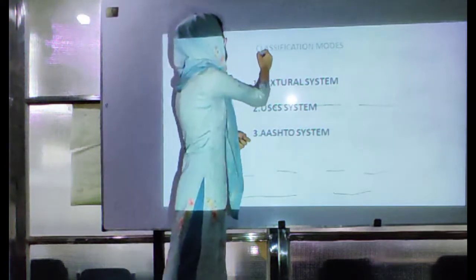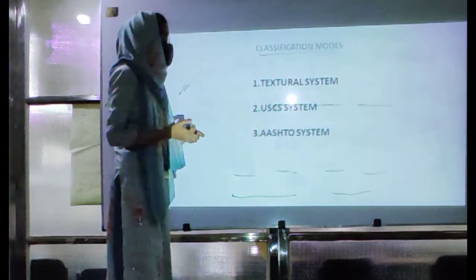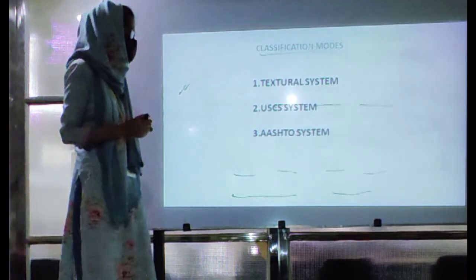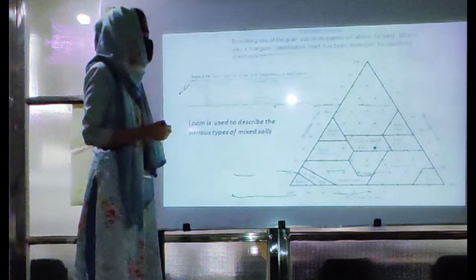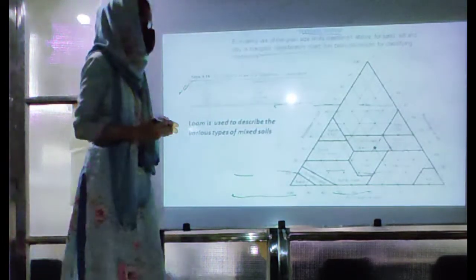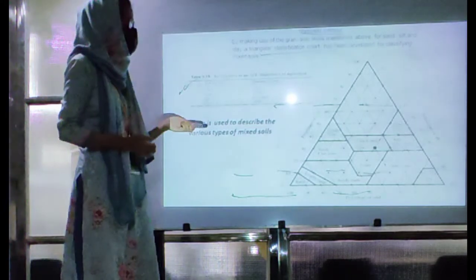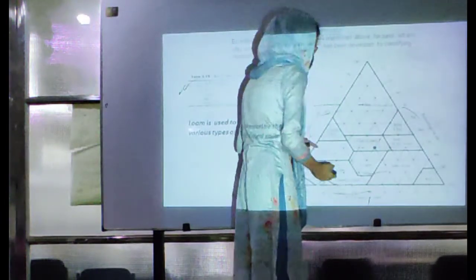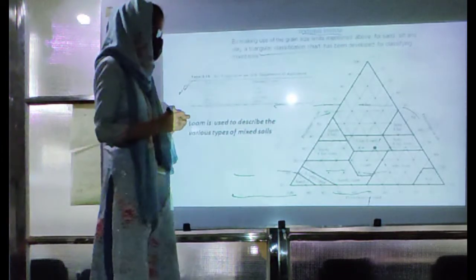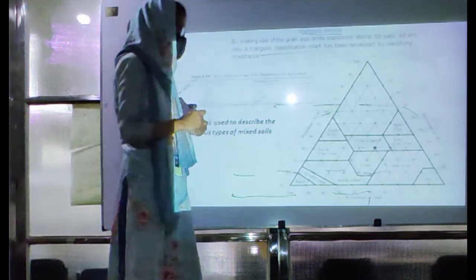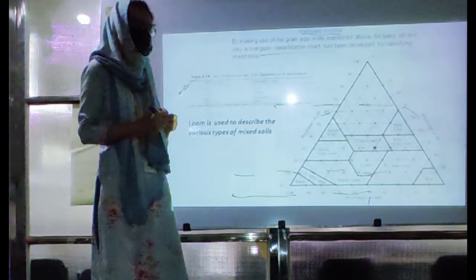It is the classification mode. There are three types of classification systems: the textural system, the USDA system, and the unified system. In this figure, we show the textural classification system, where the three sides of the triangle represent the percentages of sand, clay, and silt. This triangle has 12 zones. Each zone represents a type of soil.